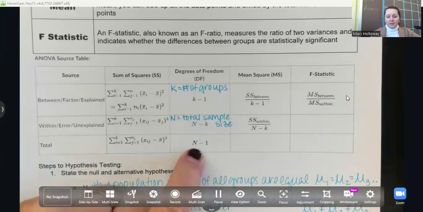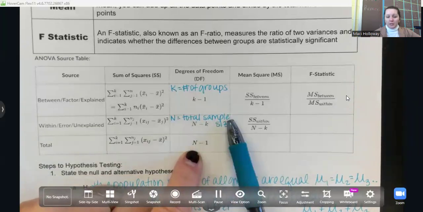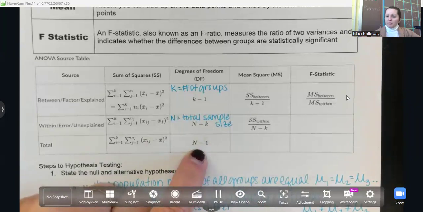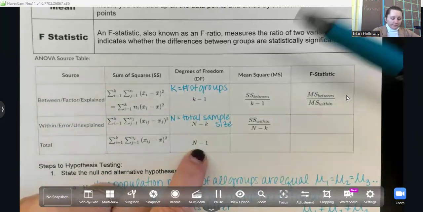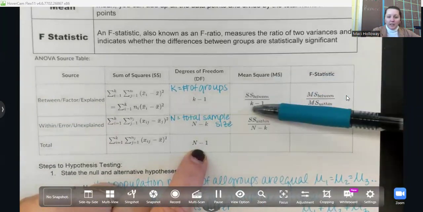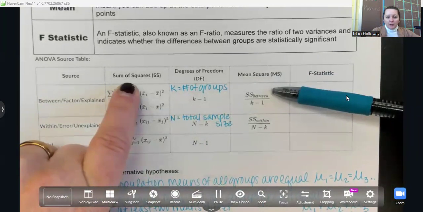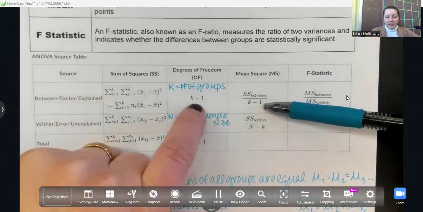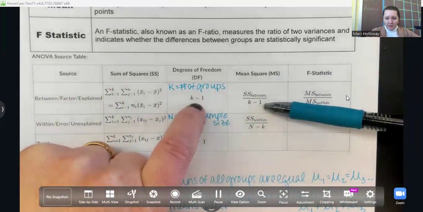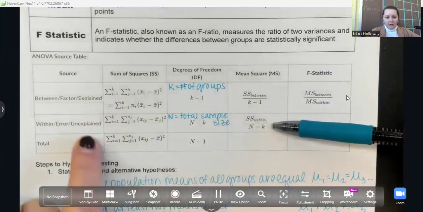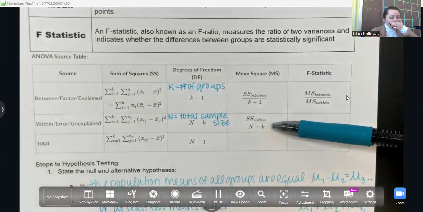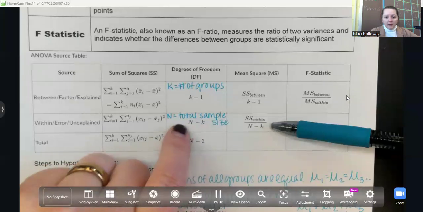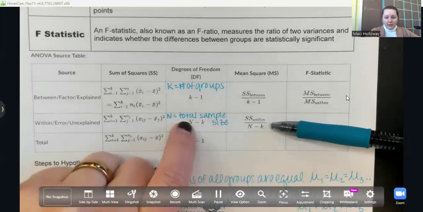Now for the total, it's my degrees of freedom, or my total sample size minus 1. So for the Coke analogy, it would be 500 minus 1. Your mean squared is your sum of squares between, so whatever is calculated here, divided by the degrees of freedom between, K minus 1. And then your mean square for within is your sum of squares for within divided by your degrees of freedom for within.